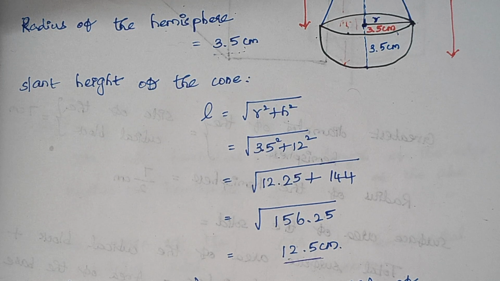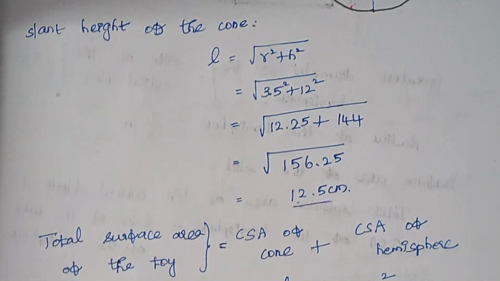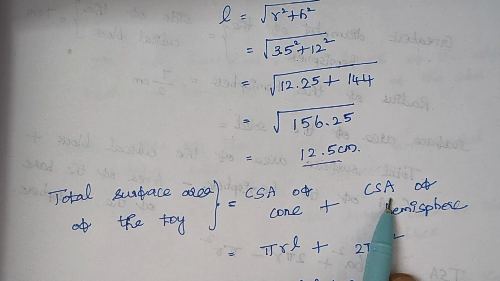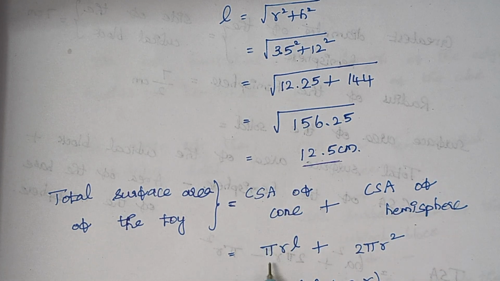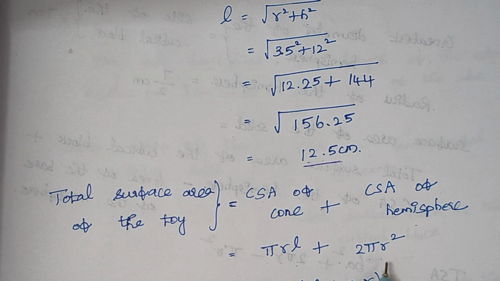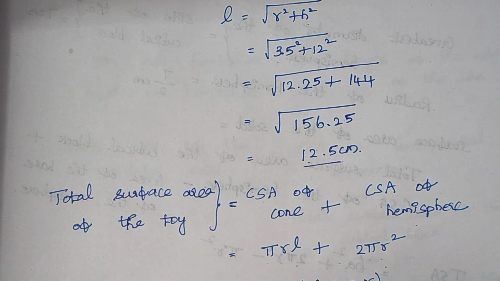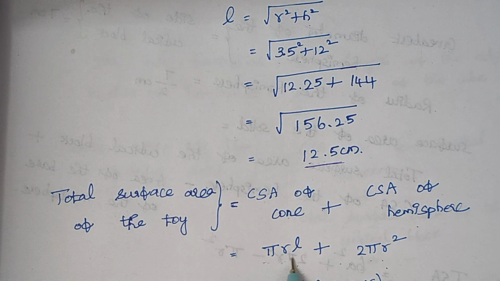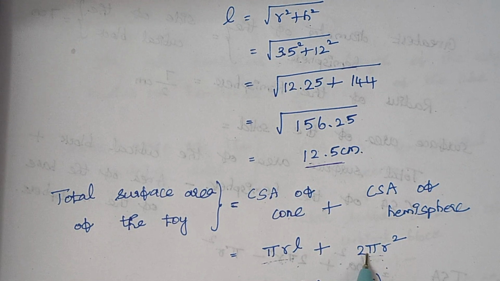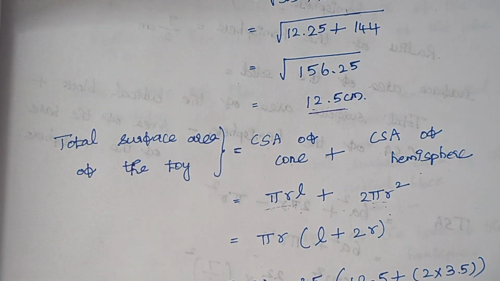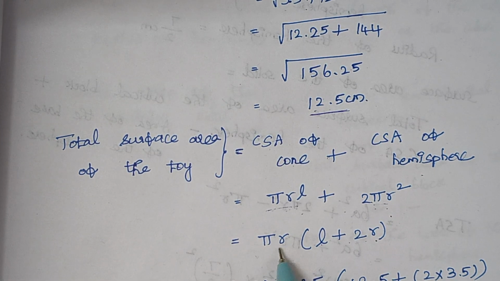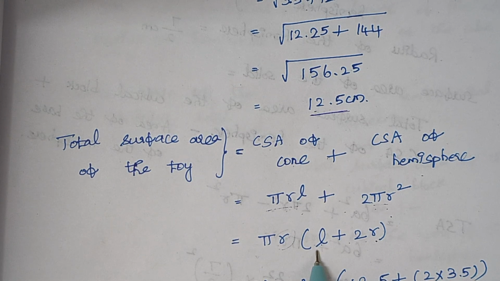So now we can just substitute all these values in the formula and we can find the total surface area of the toy. So here the total surface area of the toy is nothing but curved surface area of cone plus curved surface area of hemisphere. The formula is pi r L plus 2 pi r square, right? So since radius is common for both the cone and hemisphere, we can take this r commonly outside. So here I can take this pi r, right? Because pi r is present in both these terms. So when you take pi r outside, the remaining terms are L plus 2r. Right. So just substitute the values here. The value of r is 3.5 and L is 12.5.